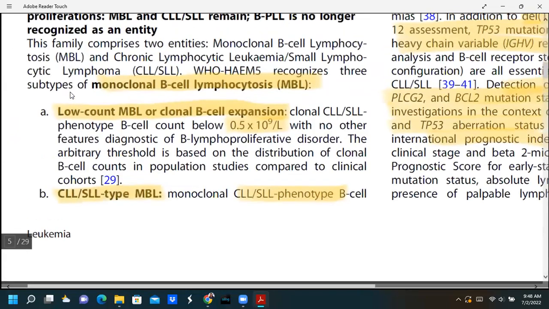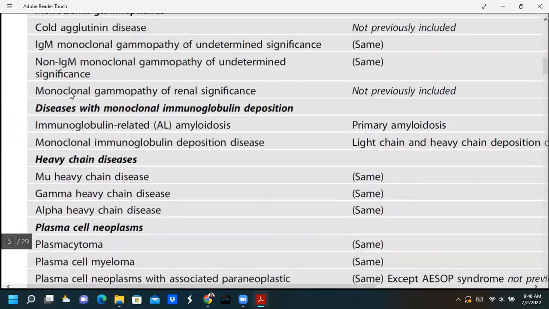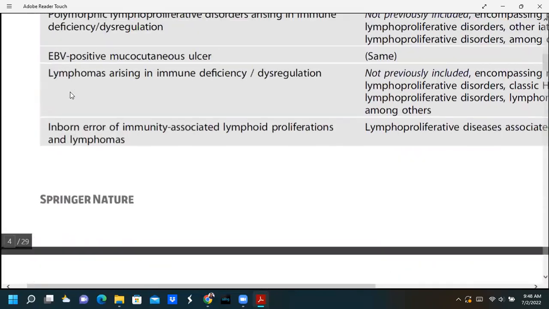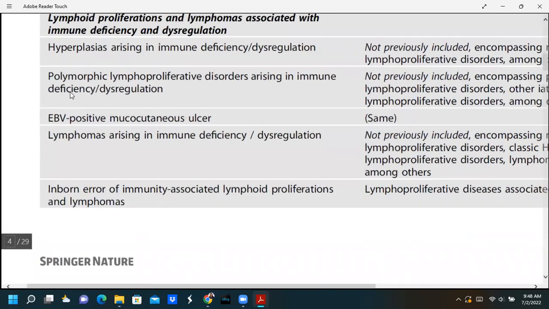Oh, I'm in T right now, actually. Yeah. So they have now different categories for that here. So now they have hyperplasias arising in immune deficiency. They have polymorphic LPD arising in immune deficiency. They have lymphomas arising in immune deficiency.